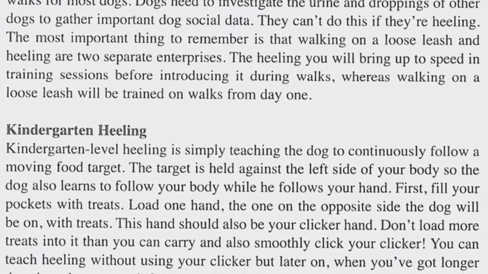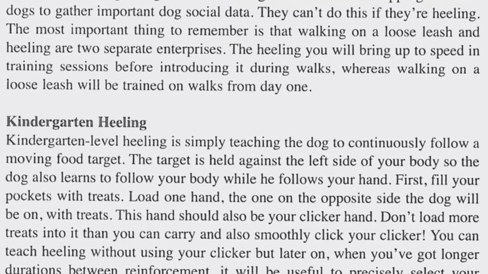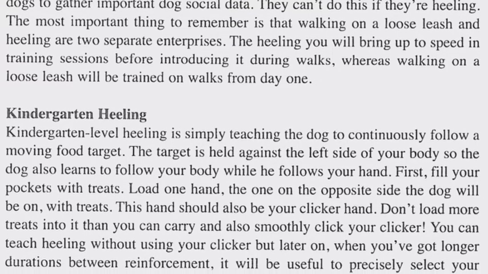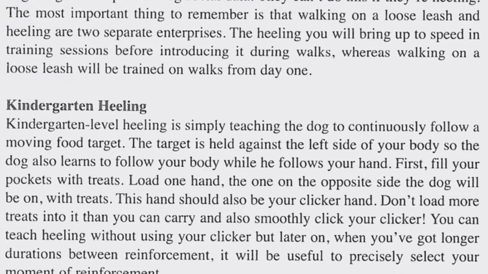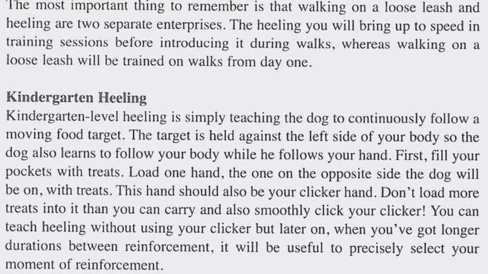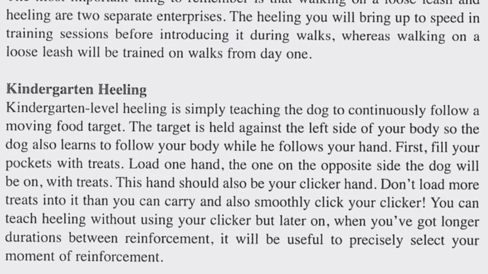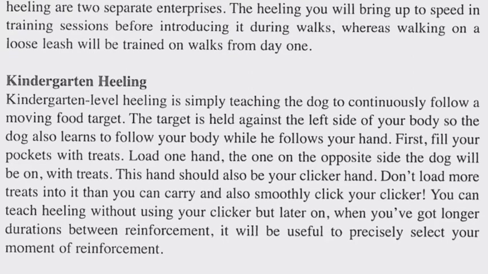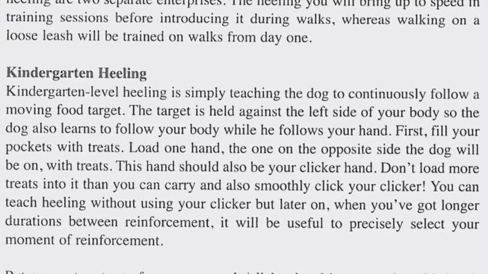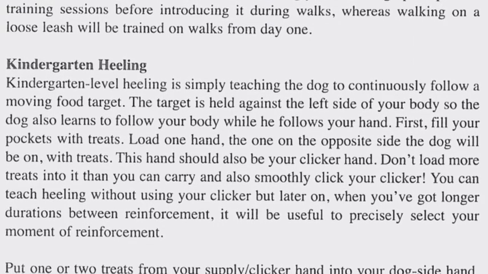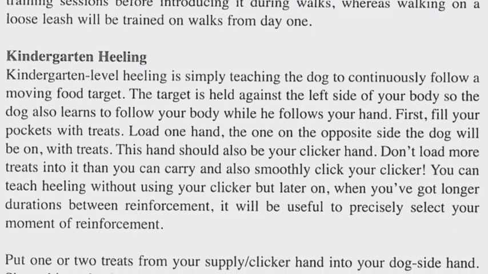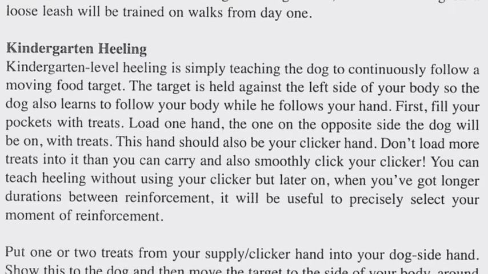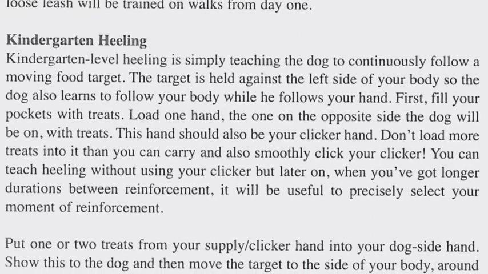Kindergarten heeling. Kindergarten level heeling is simply teaching the dog to continuously follow a moving food target. The target is held against the left side of your body, so the dog also learns to follow your body while he follows your hand. First, fill your pockets with treats. Load one hand, the one on the opposite side the dog will be on, with treats. This hand should also be your clicker hand. Don't load more treats into it than you can carry and also smoothly click your clicker.